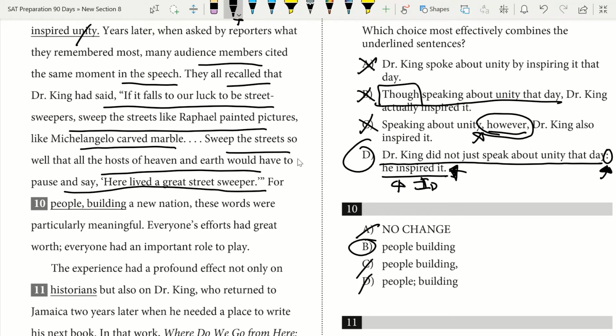That for people building a new nation, that's one phrase that needs to stay together because this building a new nation is describing who the people are, and since it's coming after it, it has to be uninterrupted, okay? So if we have something that's describing those people, we don't want to interrupt it if it's coming after it. So there's not going to be a comma there. So correct answer for 10 has to be B. We wouldn't put anything between people and building, and we wouldn't put anything after building either, because that building is building what? A new nation, okay? So we want to keep that connected as well. No need to mix any punctuation in there.